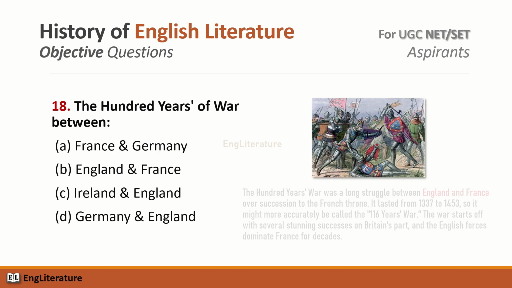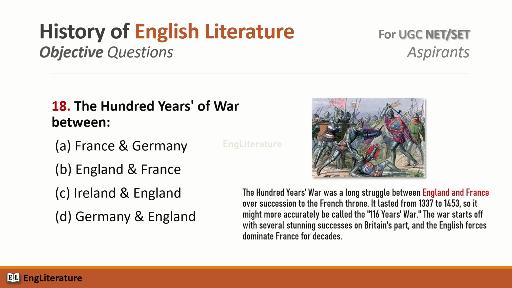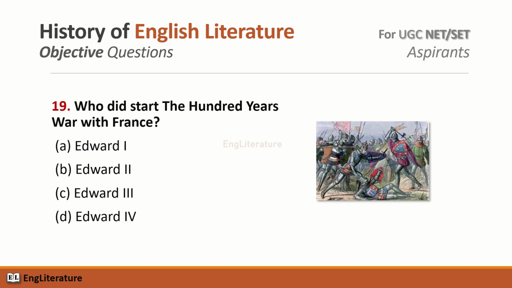The 100 Years' War was a long struggle between England and France over succession to the French throne. It lasted from 1337 to 1453, so it might more accurately be called the 116 Years' War. The war starts off with several stunning successes on Britain's part, and the English forces dominate France for decades. Here the right choice is number B. The 100 Years' War was between England and France.